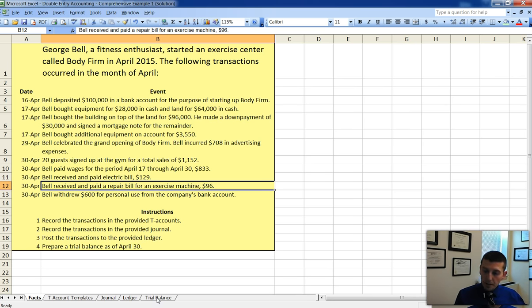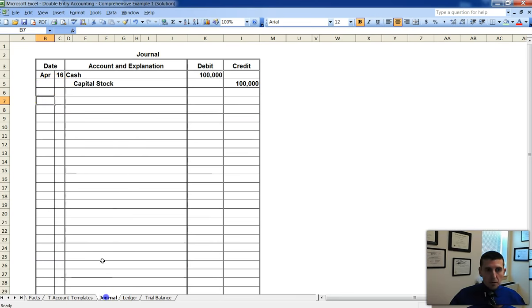Cash is a real account, asset, up with a debit, down with a credit. So cash is going to give us our credit. Our debits are going to come from the fact that we have two assets going up, equipment and land. So we're going to debit equipment 28, debit land 64, credit cash 92. So let's go to our journal here. We're going to write April 17th. We're going to debit equipment and debit land and credit cash. We're going to debit equipment 28. We're going to debit land 64. We're going to credit cash 92. As you can see, the total of our debits and credits per transaction have to equal, always.